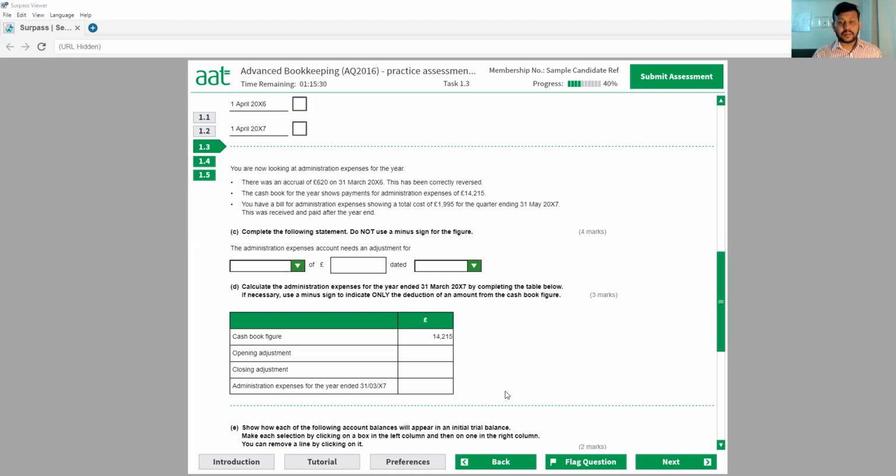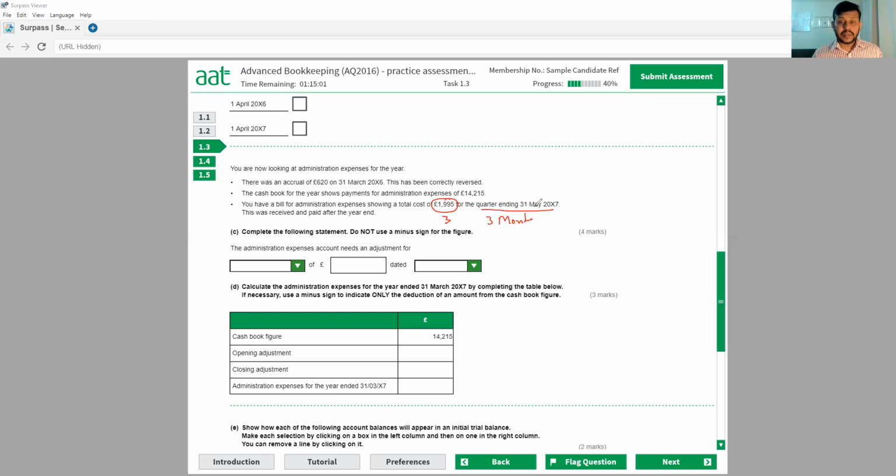It's very common because if I receive the bill at the end of the month, for the month of March, I'm going to receive it in April, so I have to pay in April. So for the quarter ended 31st of May, quarter means 3 months. So that means this 1995 is the bill for 3 months. Which 3 months? March, April, May. They said ending on May. So if I go back 3 months, March, April, May.